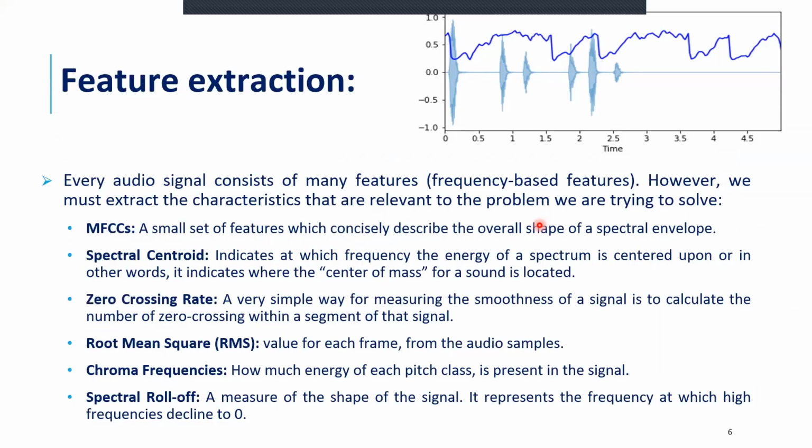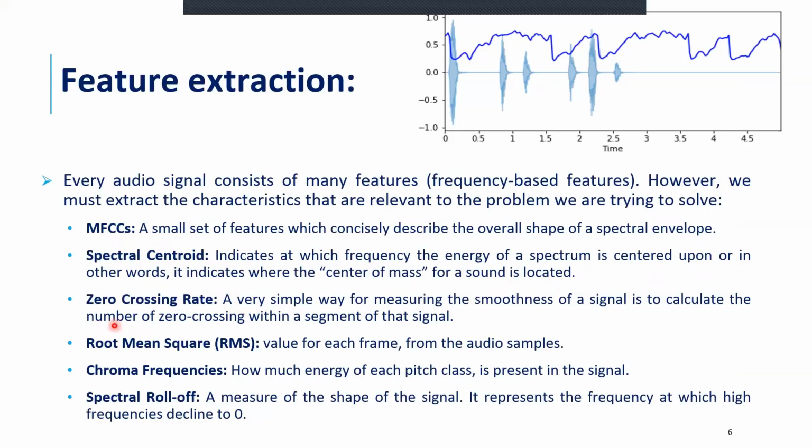Every audio signal consists of many features, such as frequency-based features, and we should extract the characteristics that are relevant to the problem we are trying to solve. For example, for this project, we use MFCCs, which is a small set of features which consistently describe the overall shape of a spectral envelope. We use a spectral centroid, which indicates at which frequency the energy of a spectrum is centered upon. In other words, it indicates where the center of mass for the sound is located.